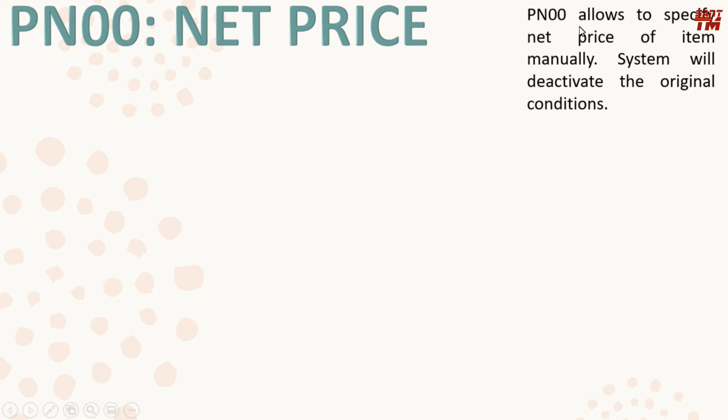PN00 allows you to specify the net price of an item manually. In the previous slide the SAP employee was assigning the whole order value of 3900 euros to the whole order manually, but here the SAP employee is going to assign the price of each item manually. That means we have dived into the order at a greater depth now, not working on the whole order but working on the specific item itself. The system will deactivate the original condition.